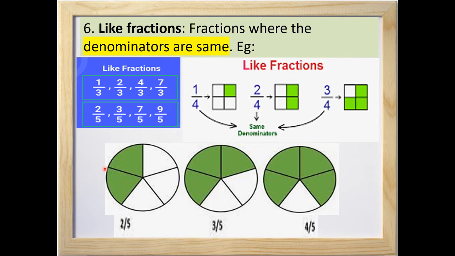For example, take another example. Here you see 2 parts out of 5 equal parts are shaded. That means the fraction is 2 by 5, and here 3 parts out of 5 equal parts are shaded. Here 4 parts out of 5 equal parts are shaded. So such type of fractions, that is 2 by 5, 3 by 5 and 4 by 5, you can see all the denominators are same. So such fractions are all like fractions. Understood, children?